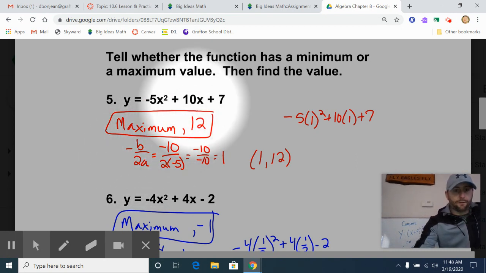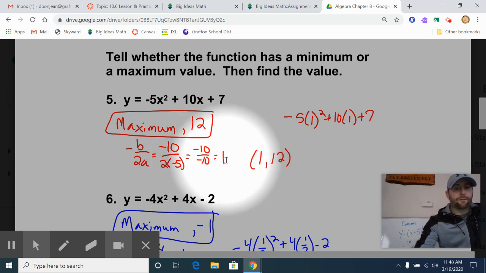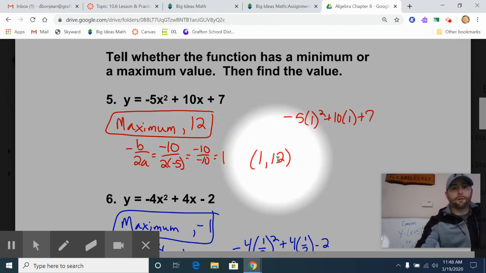We're pulling these values. Here's 10, making it negative 10 because of the negative in the formula. Negative 5 down here, so 2 times negative 5, which simplifies to negative 10 over negative 10, which divides to equal 1. Now, remember that this value, our answer, is really the x value for the vertex. So here's the deal. Again, in Big Ideas, they want just the y value for the vertex.